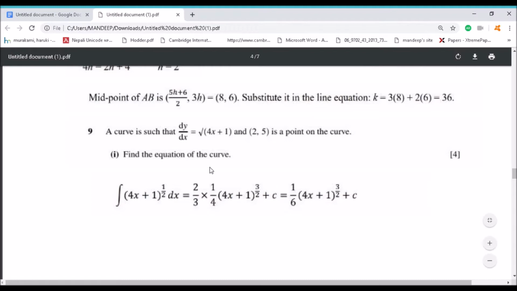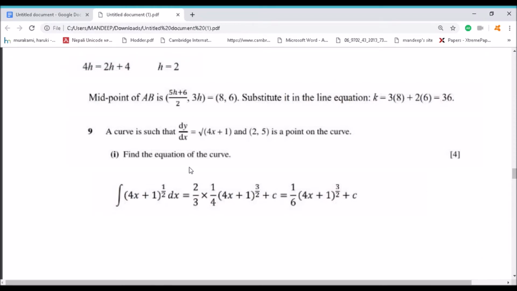Question number 9. These questions are going to be really tricky. This part is a little bit trickier. Be careful. A curve is such that dy divided by dx equals root under 4x plus 1, and (2, 5) is a point on the curve. Find the equation of the curve.